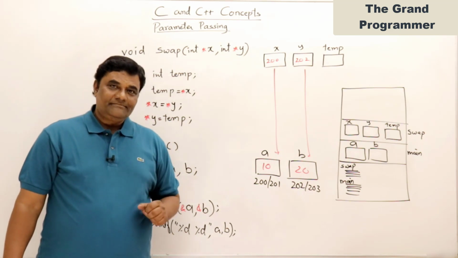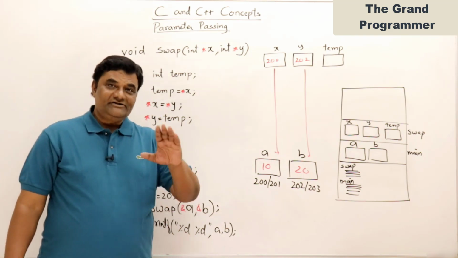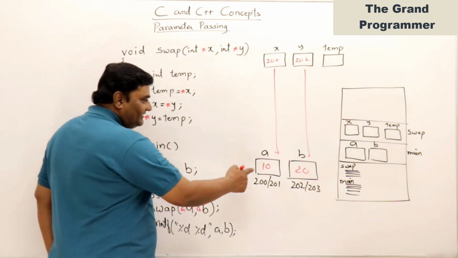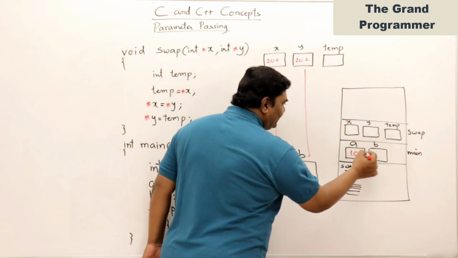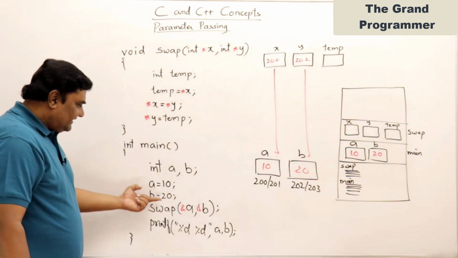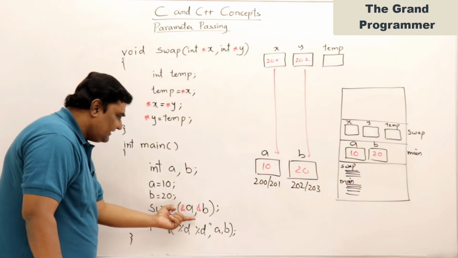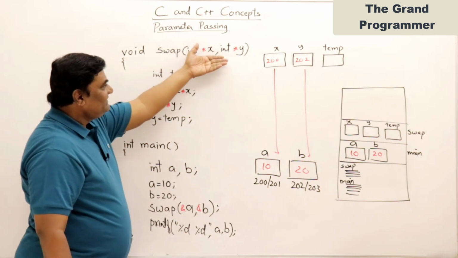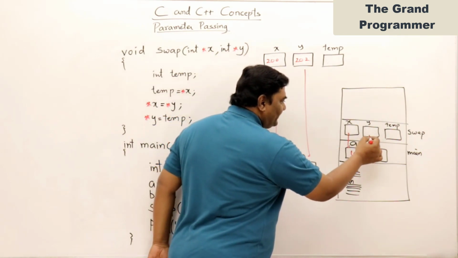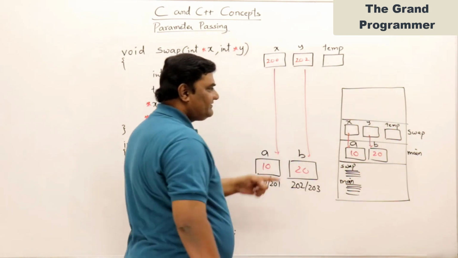Now I will show you the working. Let us start executing the program. See, first the main function has two variables a and b, with values 10 and 20. Next, the swap function is called. The addresses are passed. So these are the pointers, so they will take the addresses. In the diagram, these are pointing to this one. They have their addresses.